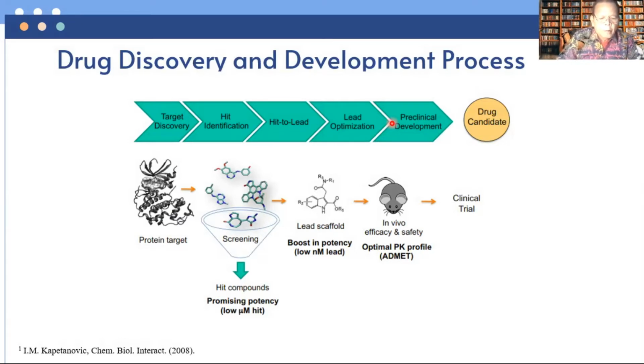Furthermore, 5 out of 40,000 compounds tested in animals reach human testing, and only 1 of 5 compounds that reach clinical studies is approved. Hence, computer-aided design is being widely utilized to significantly reduce the cost and time needed to find a promising candidate.